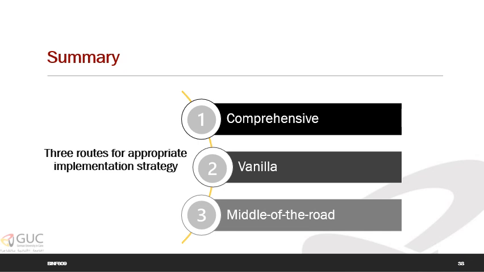One of the first steps is choosing an appropriate implementation strategy. There are 3 routes for an appropriate implementation strategy that are comprehensive, vanilla, or middle-of-the-road strategy. Comprehensive will take longer and require more resources, as opposed to vanilla, which can be quick but may or may not help improve the company's operations. Most organizations may choose a middle-of-the-road strategy because it will allow them to maximize the returns on the ERP investment.